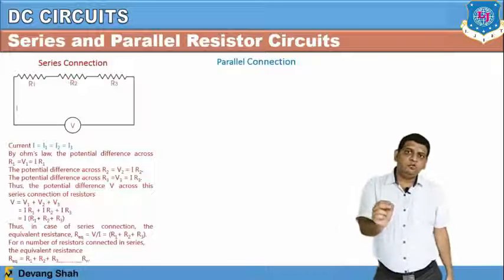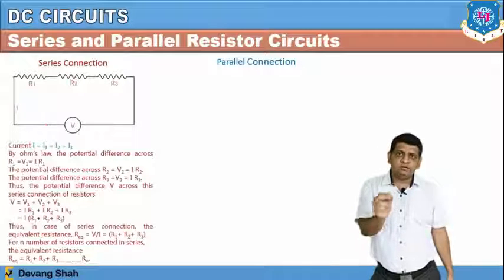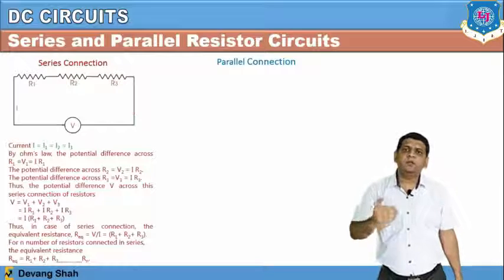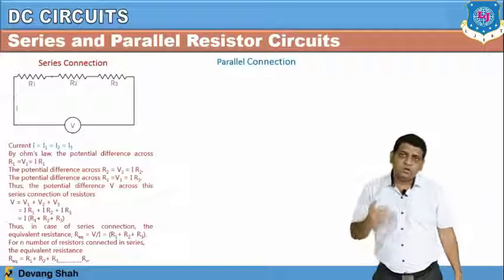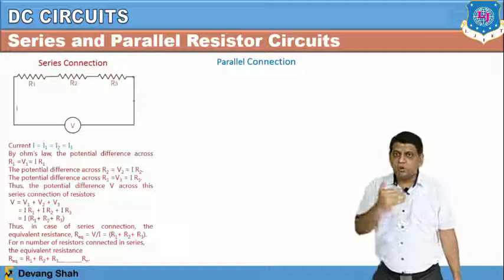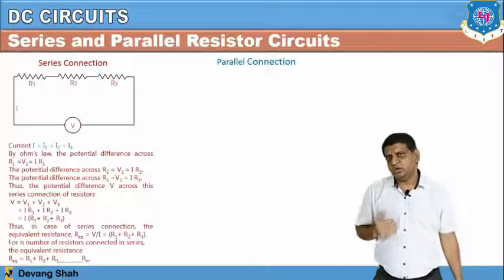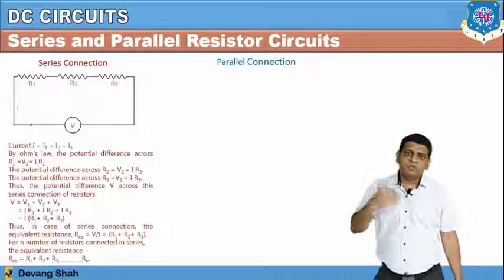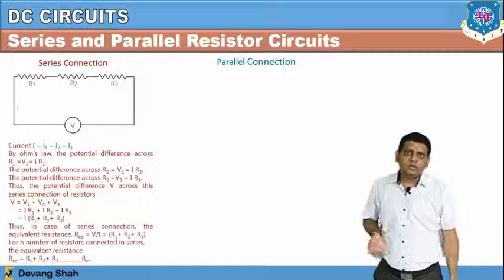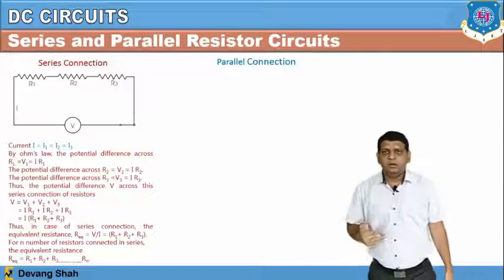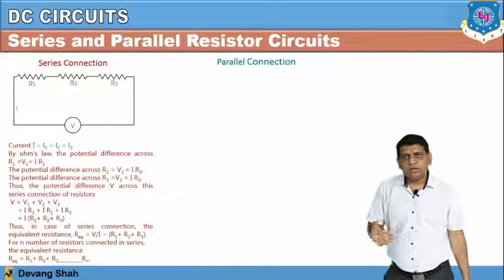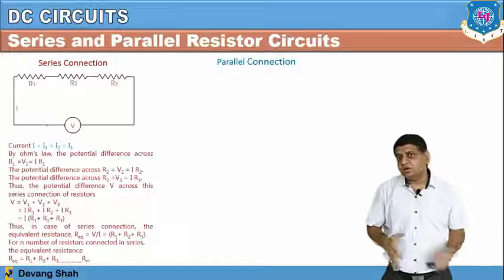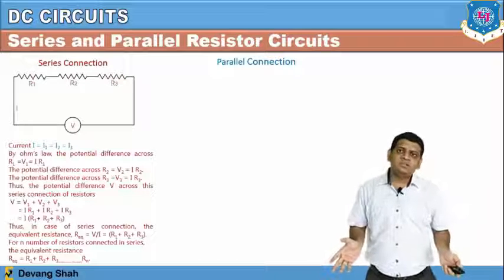If you find the voltage here, V is equal to VR1 plus VR2 plus VR3, where the voltage drop across R1 is V1, across R2 is V2, and across R3 is V3. If you apply Ohm's law, the total V is equal to I into R1 plus I into R2 plus I into R3, right? Why? Because the current throughout the operation is the same.